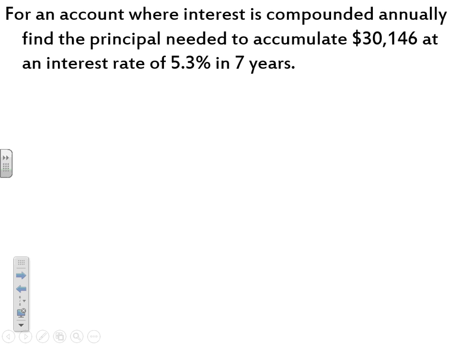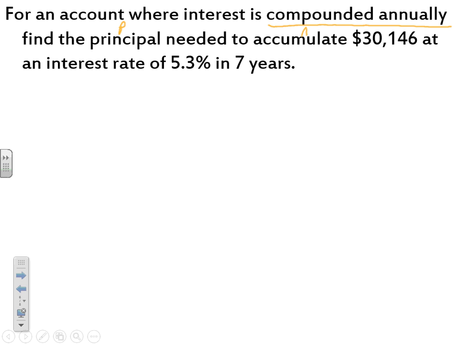So here, our next example: for an account where the interest is compounded annually. Here is a key word, compounded annually. If you refer back to the formulas that were provided at the beginning of the presentation, that is a key word that lets us know what formula we're going to be using. So we're compounding something annually, and it wants us to find the principal. That is P, that's what we're looking for.